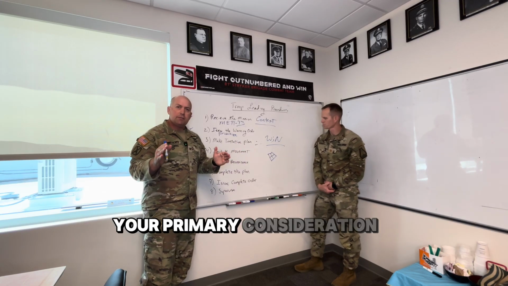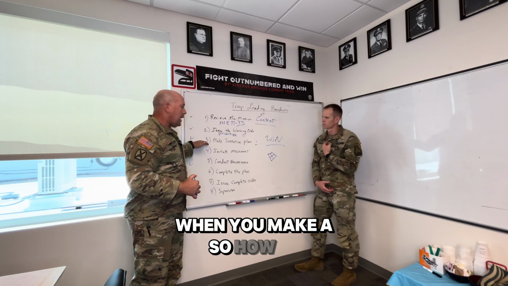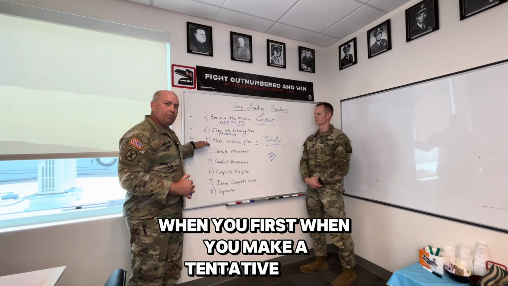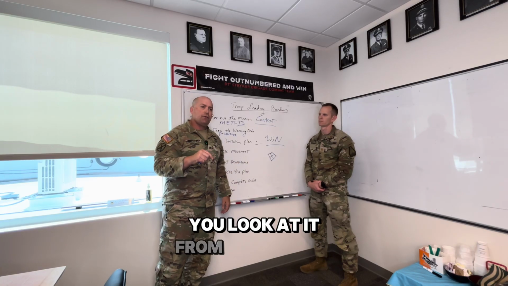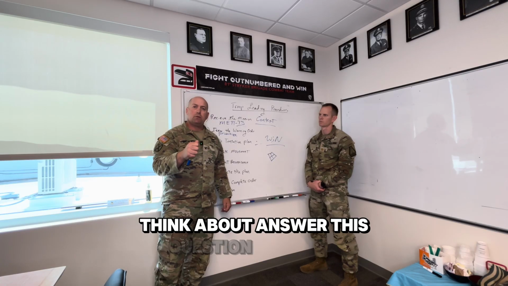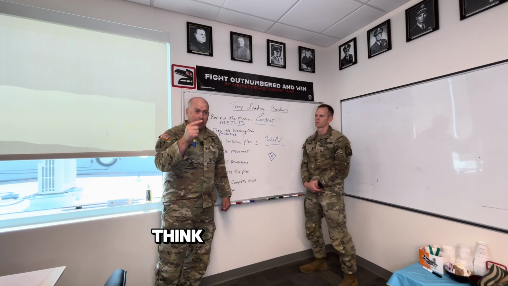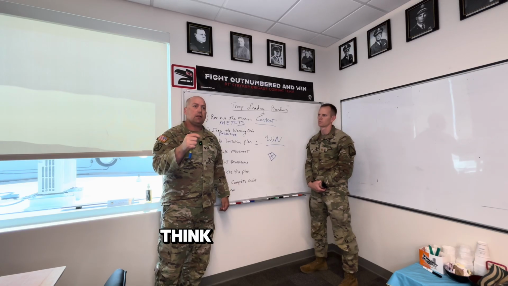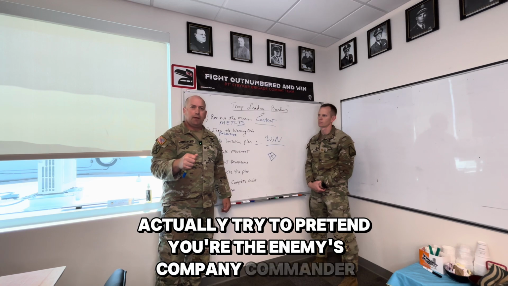Your primary consideration is going to be finding the bear. So how do you do that? When you make a tentative plan, the first thing you do is look at it from the enemy's point of view. First, answer this question: when has the enemy won? Think like the enemy's platoon leader. Actually try to pretend you're the enemy's company commander.